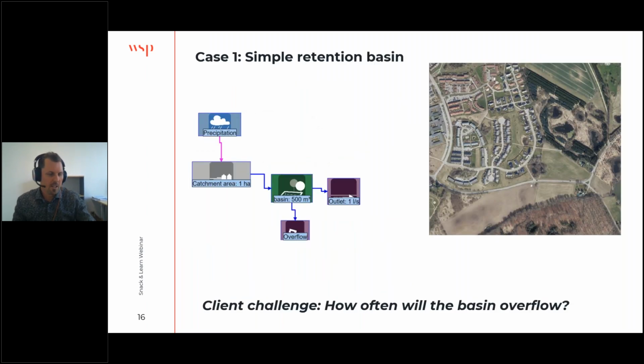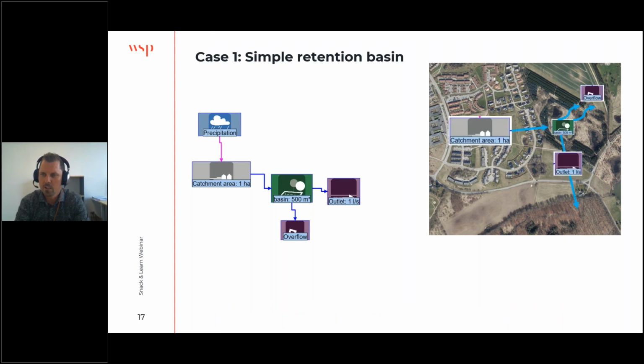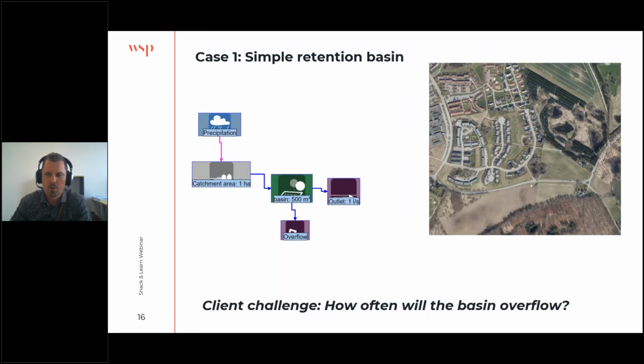So here's one case for a very simple retention basin in the northern part of Denmark. We have the precipitation that rains onto a catchment, which is approximately 1 hectare, and the basin is 500 cubic meters large. It has an outlet of 1 liter per second. It's located here in real life. And what the client would like to know in this case is, how often does this basin overflow?